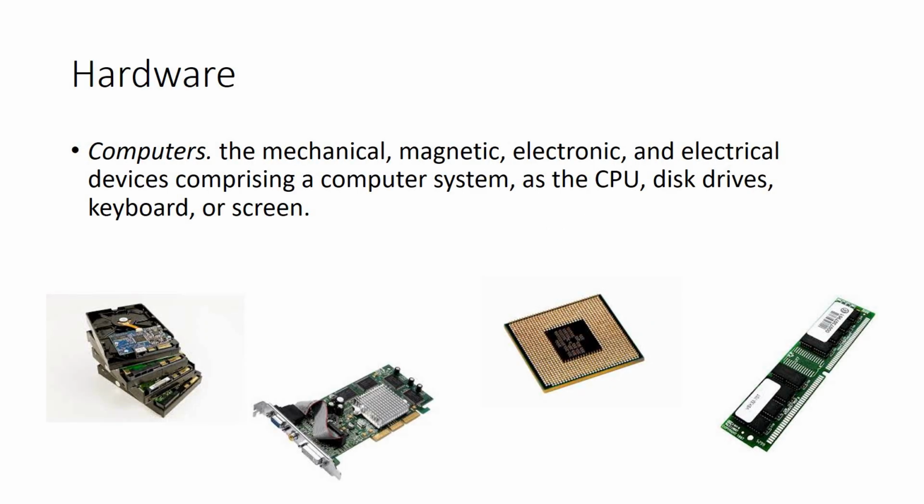Hardware: the mechanical, magnetic, electronic, and electrical devices comprising a computer system, as the CPU, disk drives, keyboard, or screen. If you're able to touch it, see it, move it, and work on it, it's generally counted as hardware. If you open up the computer case and all the electronics inside, that's all hardware, and by extension your mouse and your keyboard also count as hardware.